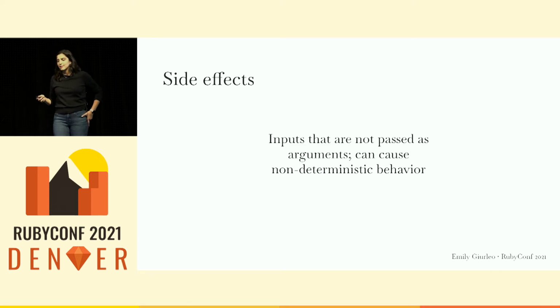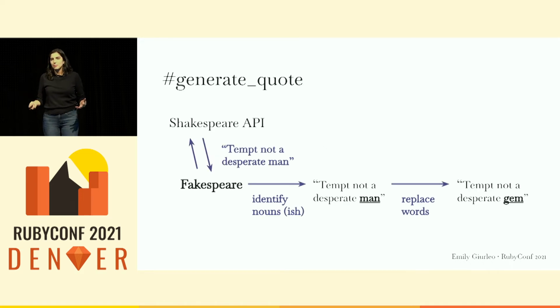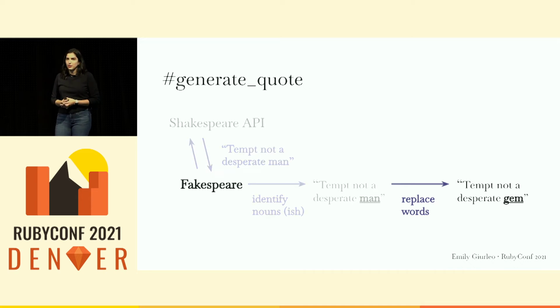Another example of non-deterministic code is side effects. And when I say side effects, I mean inputs that aren't explicitly passed as arguments to a method. And that can be like a call to time.now within the method, or like some random generation that happens within the method. And we talked about this earlier. We have an example of this in the Shakespeare gem.